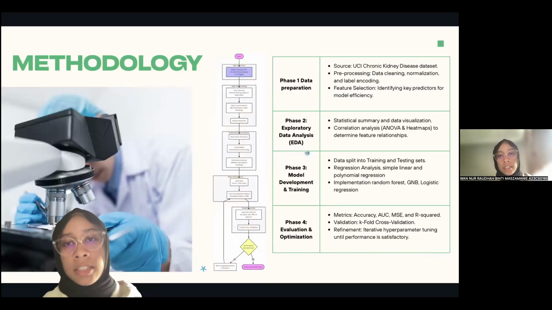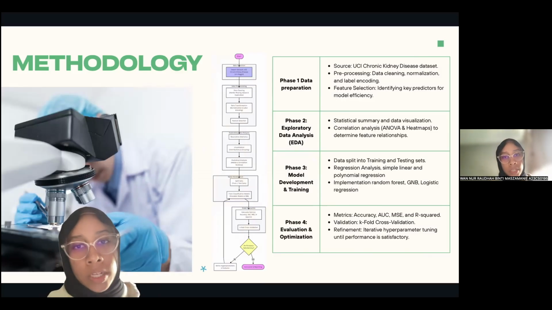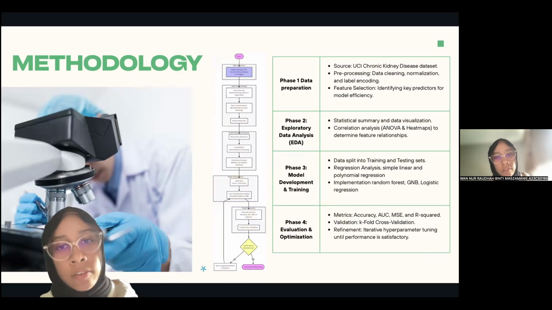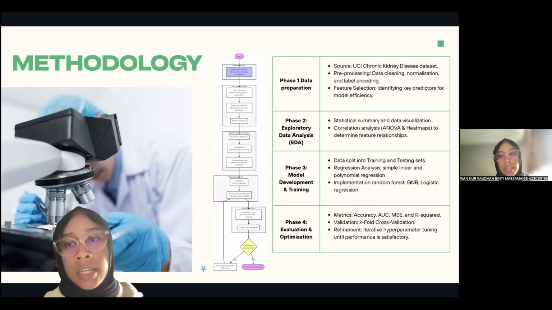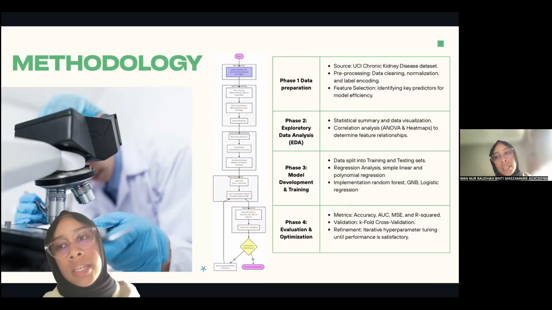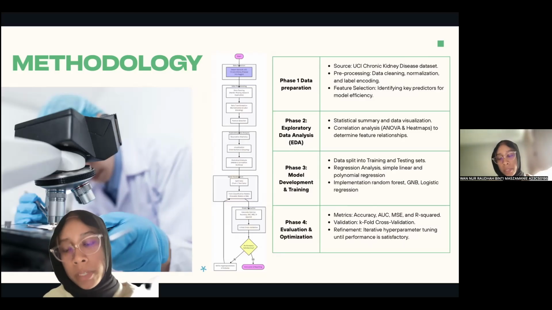We have 4 phases. The first phase is data preparation, where we clean the data by handling the missing values and duplication. After that, we can transform the data by normalization and label encoding, and then we can do feature selection. And for phase 2, exploratory data analysis, we do a statistical summary and data visualization using ANOVA and heat maps to determine feature relationships.